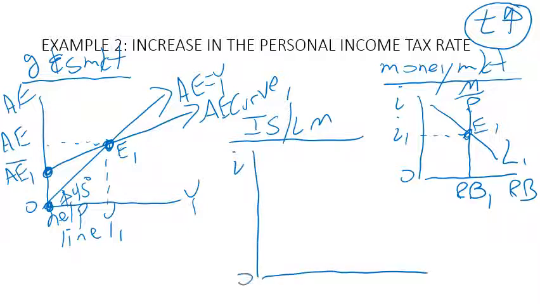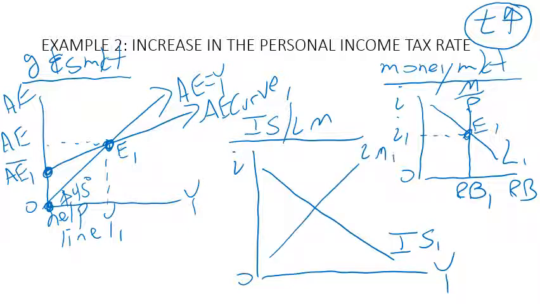Interest rate, national income, negatively sloped IS, and a positively sloped LM. Equilibrium 1, which reflects the interest rate from the money market, and this level of GDP, or Y1, which reflects the identical GDP level in the goods and services market.